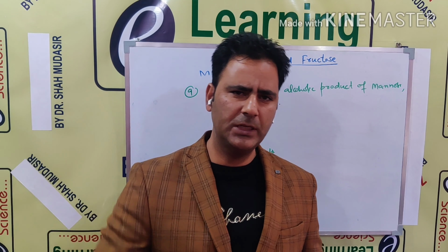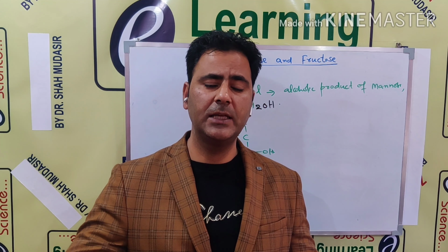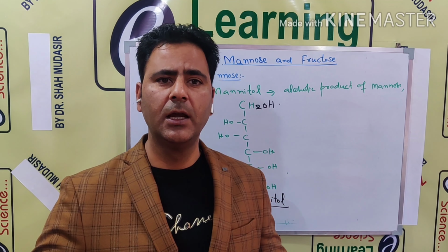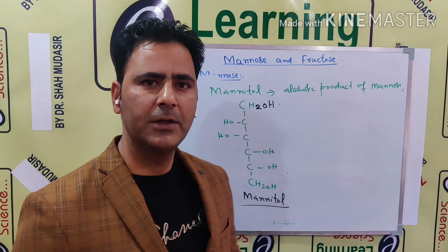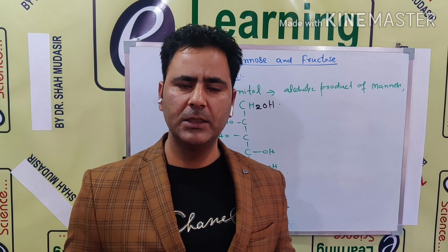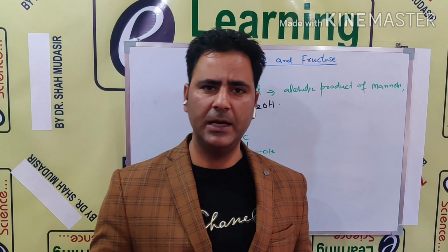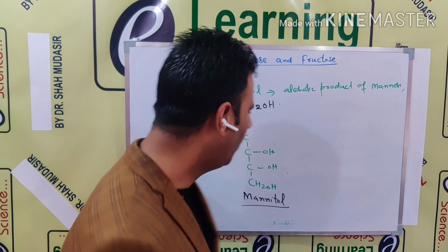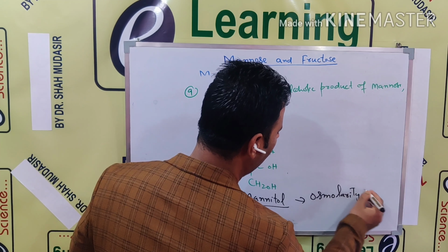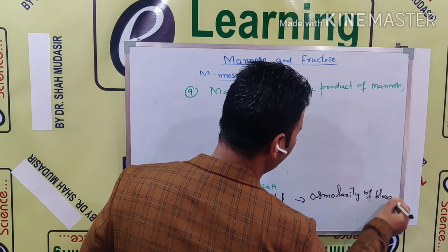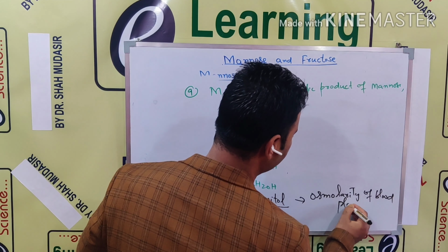One, it may be used as a sweetener, a very small function. We may use this mannitol as a sweetener. And this mannitol is naturally present in some plants, in some fruits. The important function of this mannitol is that it increases the osmolarity of blood plasma.